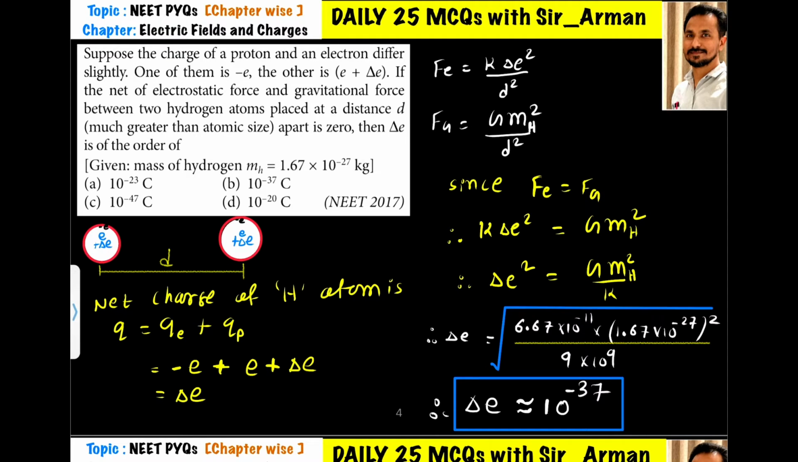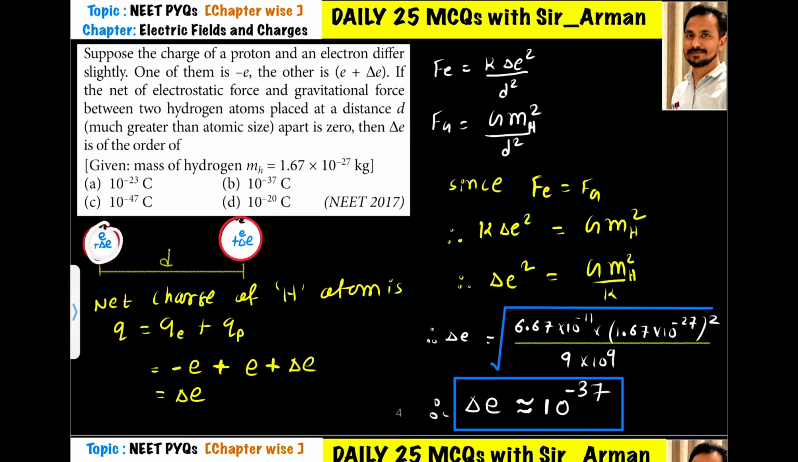Suppose the charge of a proton and an electron differ slightly. One of them is minus e and the other is e plus delta e. If the net electrostatic force and the gravitational force between two hydrogen atoms placed at a distance d apart is 0, then delta e is of the order of ___ C.